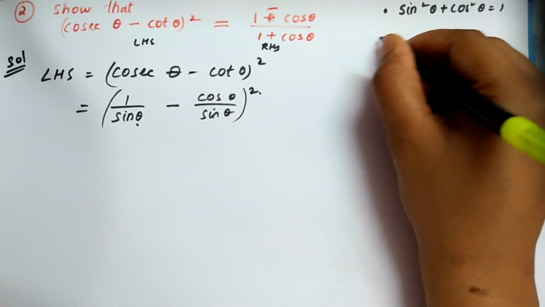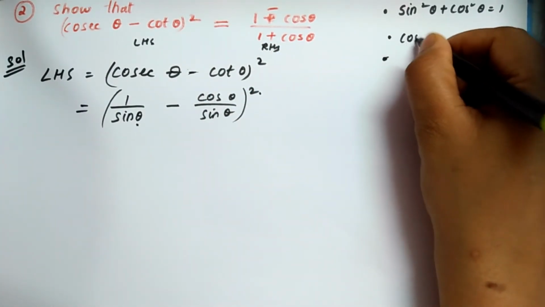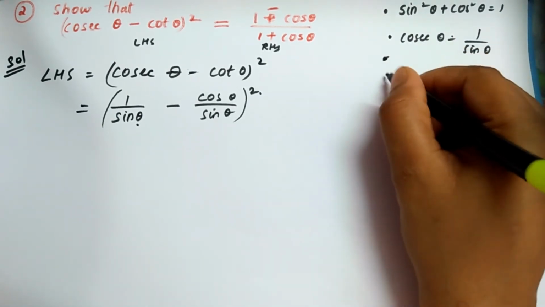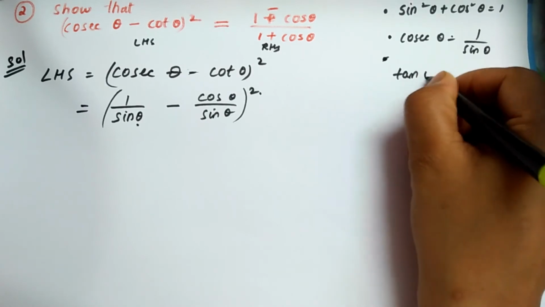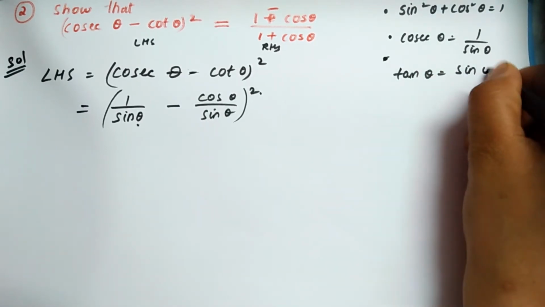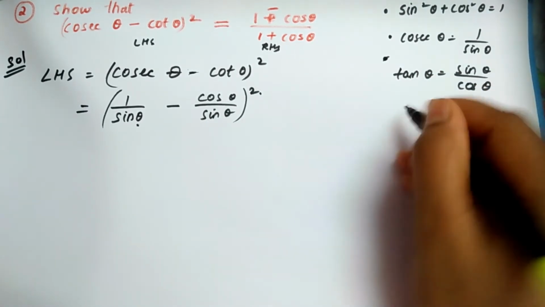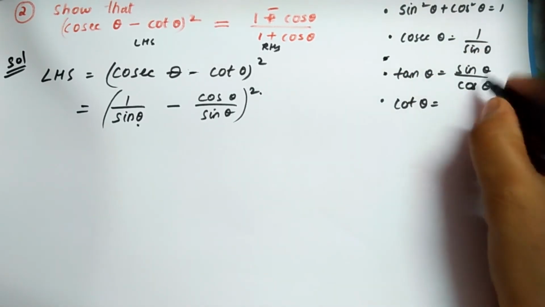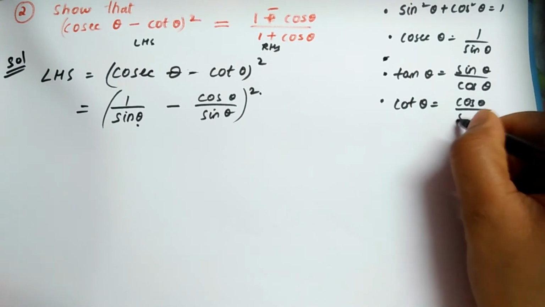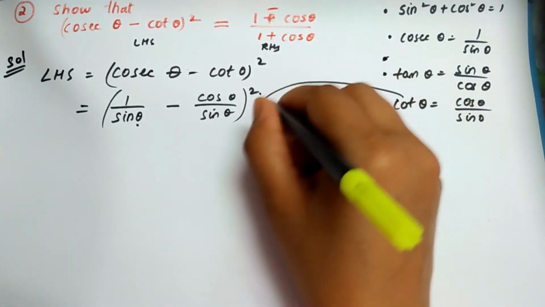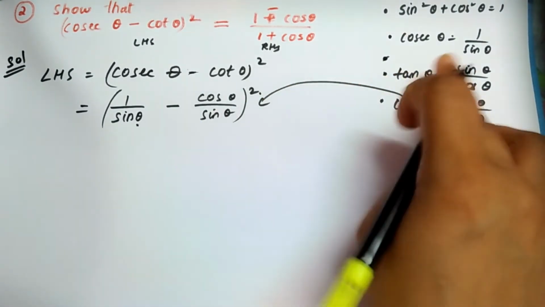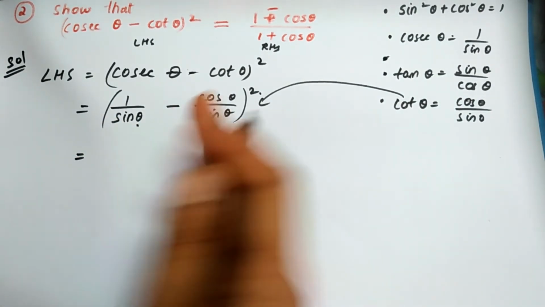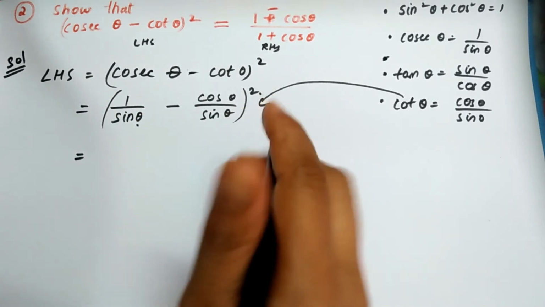I'm writing the formulas here. We know that cosecant theta is 1 by sine theta, and tan theta is sine theta by cos theta, so cot theta, the inverse of tan, is cos theta by sine theta. I'm just substituting the value of cot here and the value of cosecant as 1 by sine here. Now you need to just simplify the thing.